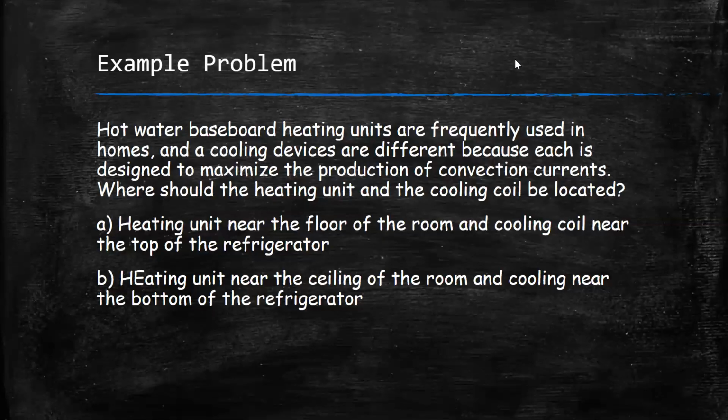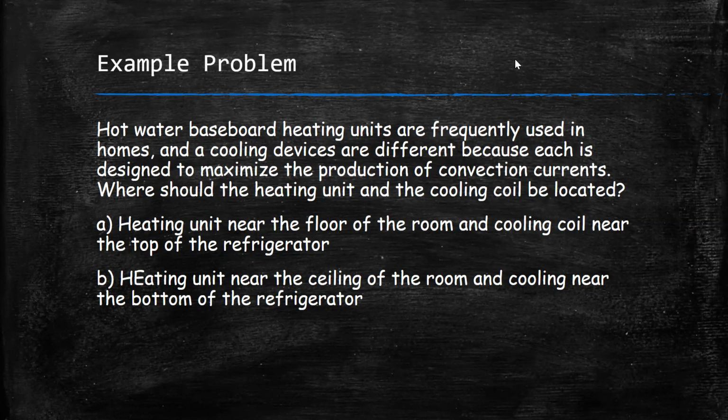So let's have this comprehensive example. Hot water baseboard heating units are frequently used in homes, and cooling devices are different because each is designed to maximize the production of convection currents. Where should the heating unit and the cooling coil be located? A. Heating unit near the floor of the room and cooling coil near the top of the refrigerator. Or B. Heating unit near the ceiling of the room and cooling coil near the bottom of the refrigerator.